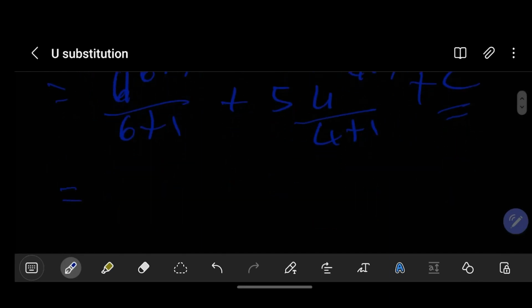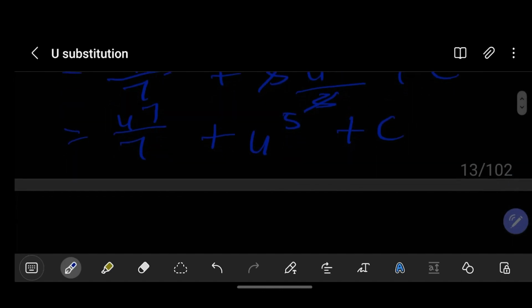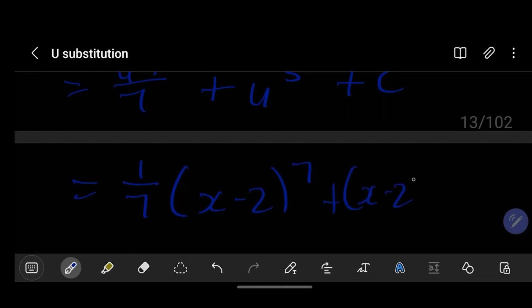Simplifying this further, you'll have u to the 7 over 7 plus 5 u to the 5 over 5 plus c, and that's simply u to the 7 over 7 plus u to the 5 plus c, since the 5 and 5 here cancel out. Quite simple. We can now substitute back, so that's equal to 1 by 7 times x minus 2 to the 7, since we made u equal to x minus 2, plus x minus 2 to the 5 plus c. Don't forget the c.